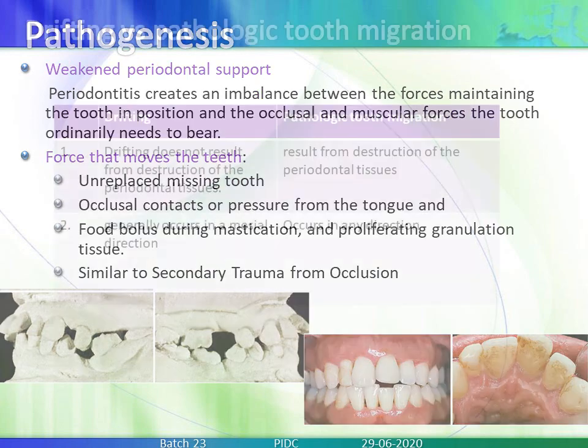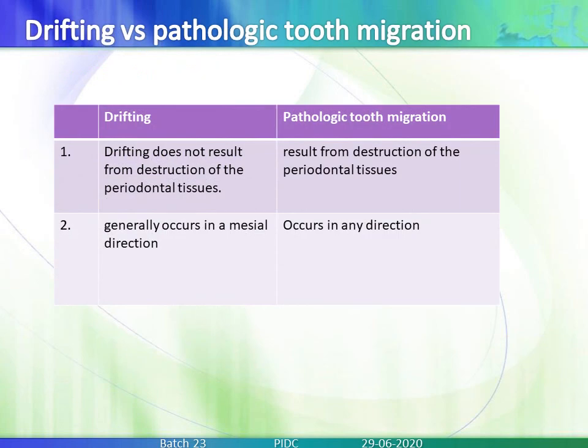Now the difference between drifting and pathologic tooth migration. Drifting is a term which is more physiologic. Drifting does not result from the destruction of the periodontal tissues and it occurs only in the mesial direction, whereas pathologic tooth migration results from destruction of the periodontal tissue and this occurs in any direction.